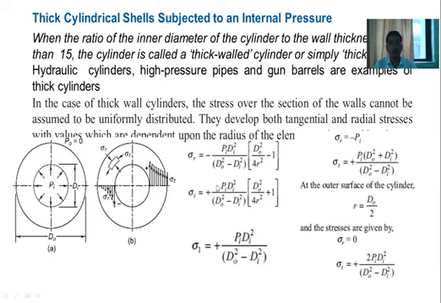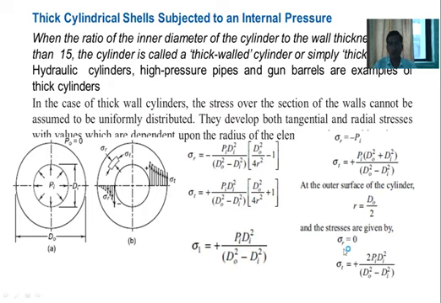Then we get the tangential stress for the thick cylinder by using this formula: Pi Di square upon Do square minus Di square into bracket Do square upon 4 times r square plus 1. In this way we can get the tangential or circumferential stress, also called hoop stress, for the thick cylinder. Then we get the longitudinal stress, which is equal to Pi Di square by Do square minus Di square. By using this formula, we get the longitudinal stress.